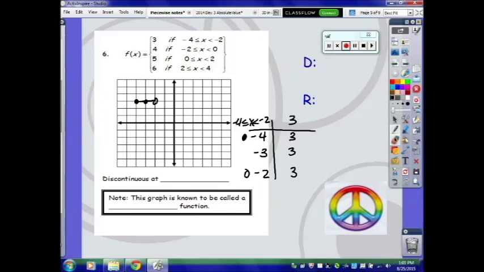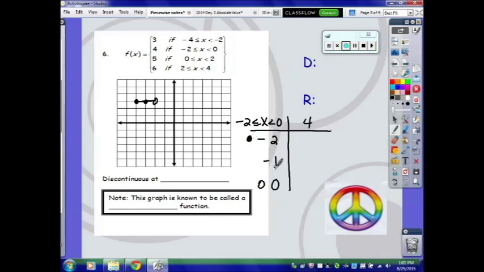Alright, let's look at our next piece. You might notice a pattern here. So our next piece. This time x is between negative 2 and 0, and y is 4. So negative 2, 0, we're closed, we're open, negative 1 in between. Well, here again, our y values are always going to be 4. Alright, so at negative 2, 4, we're closed. At negative 1, 4, and at 0, 4, we're open. So there's another little segment.